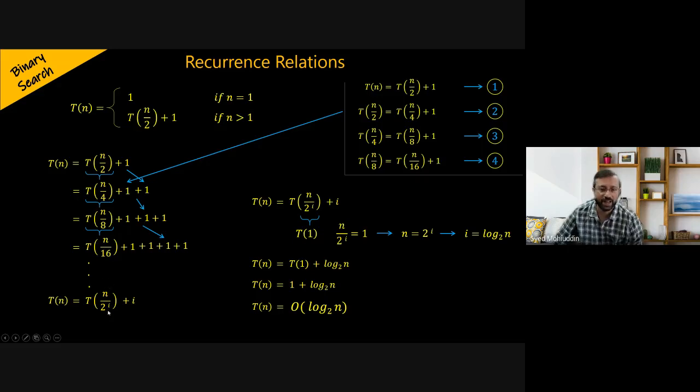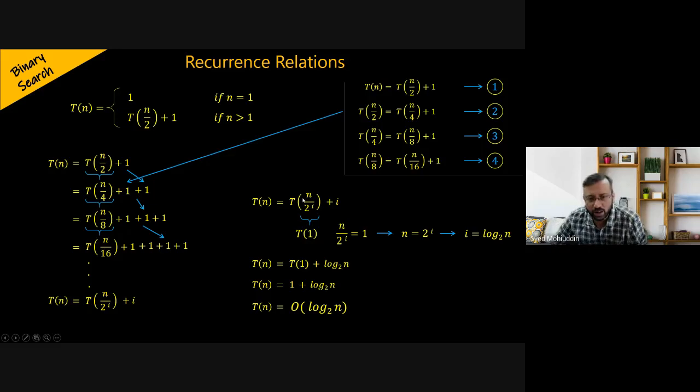So this way, for the ith time, what we will have is n divided by 2 power i. Plus, now each time: first time 1, second substitution 2, 3, 4. So for the ith time, it will be 1 i times, and 1 multiplied by i is nothing but plus i itself. So we got this equation for the ith time as T of n equal to T of n by 2 power i plus i.